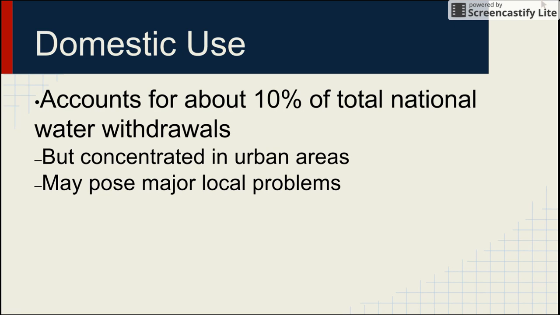The people in the United States only use about 10% of the water withdrawn, while the rest goes into production of other materials or agriculture. Water use is concentrated in urban areas, which may pose major threats to some areas that have been in a drought or have poor water efficiency practices.